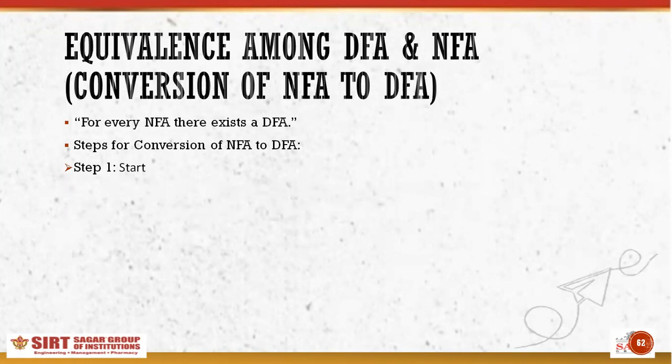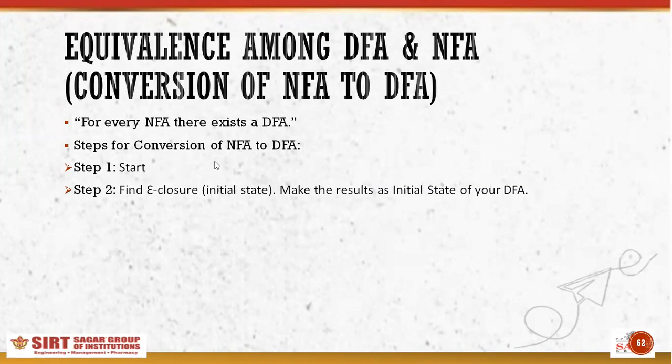As it is written here, for every NFA there exists a DFA. This is a theorem: whatever non-deterministic finite automaton you construct, there is a DFA that will exist for that machine. So what are the steps to convert an NFA to a DFA? I'm listing the steps to convert such machines.